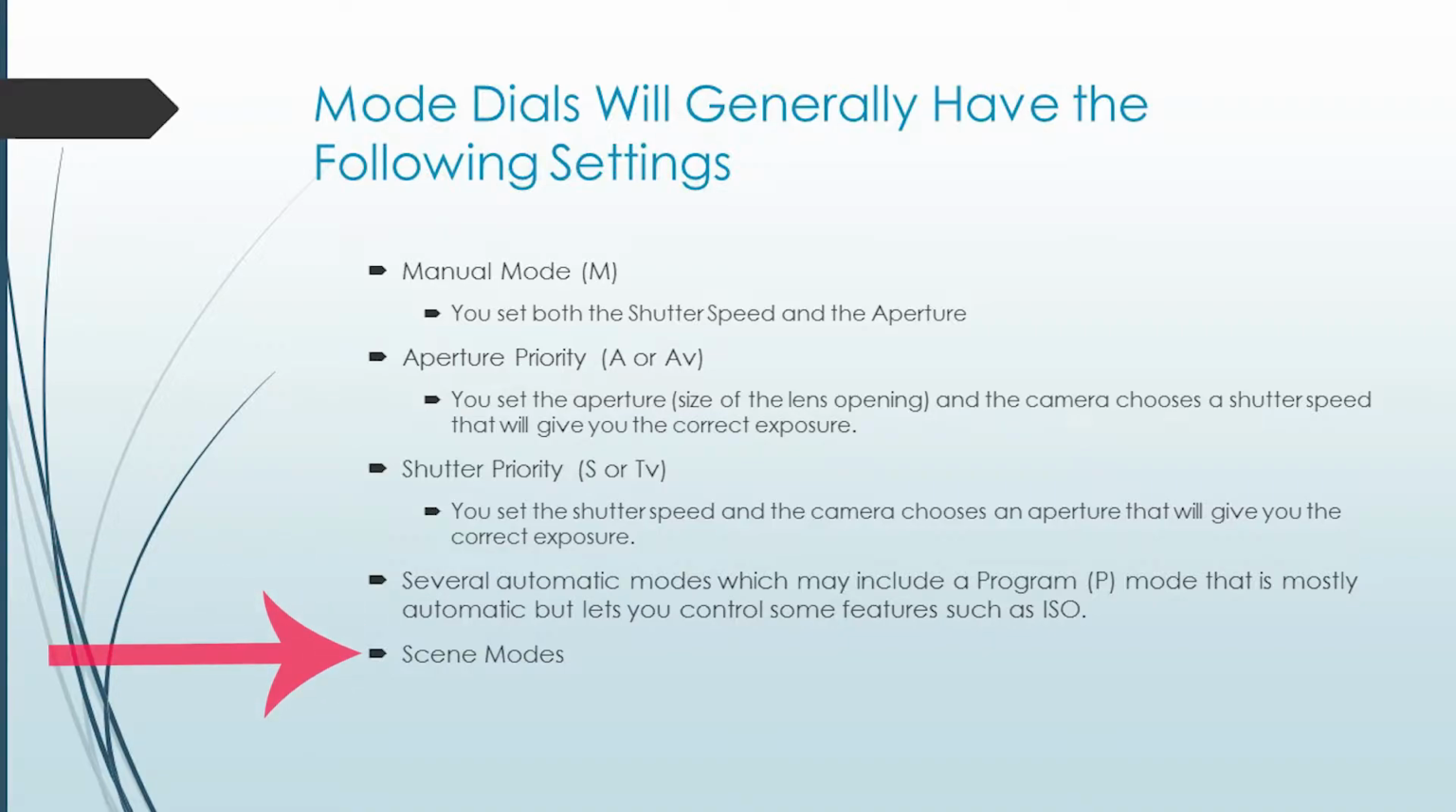And then most cameras will have various scene modes. The scene modes are an automatic setting where you choose the type of scene that you're shooting and the camera chooses the settings that it thinks will give you the best picture.